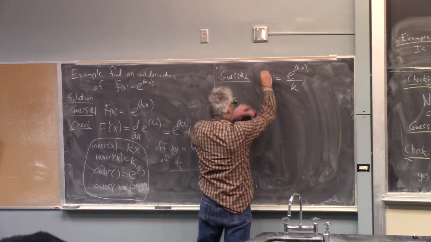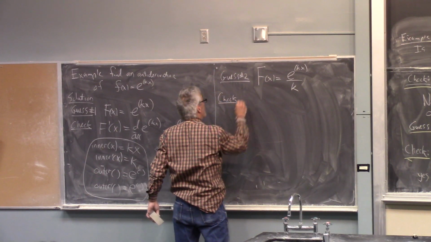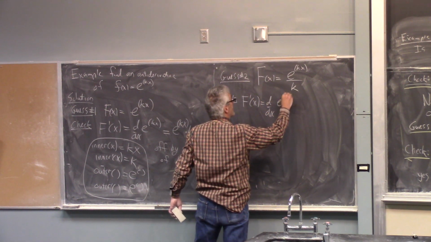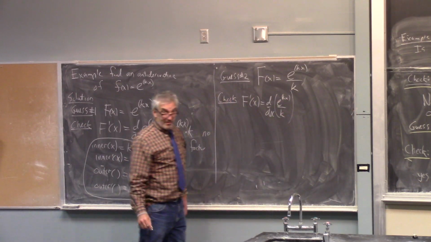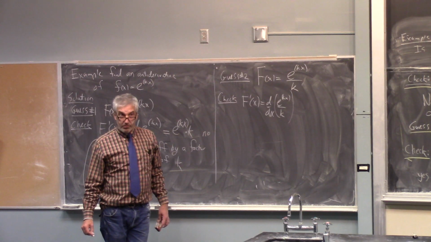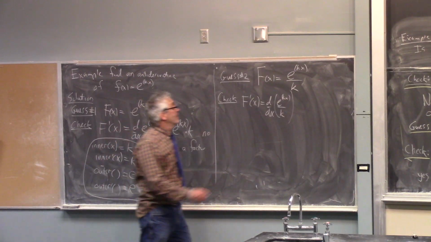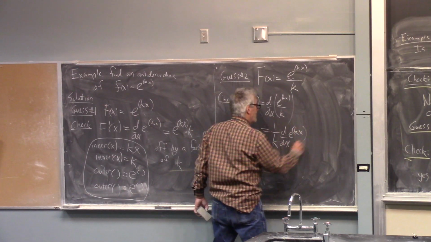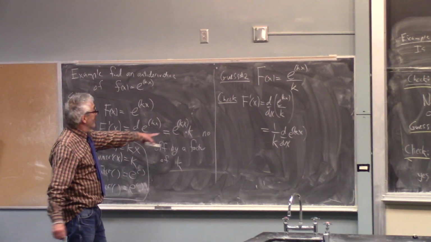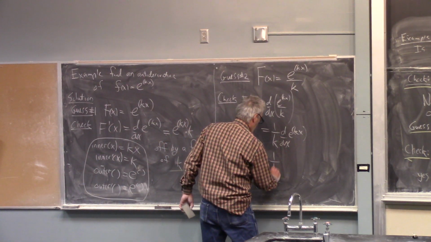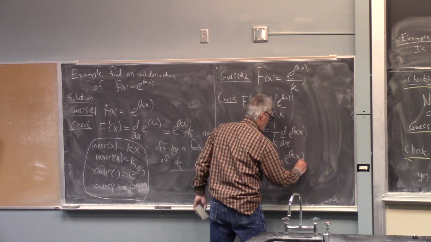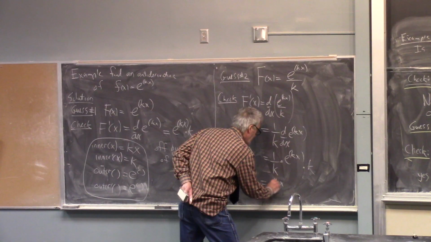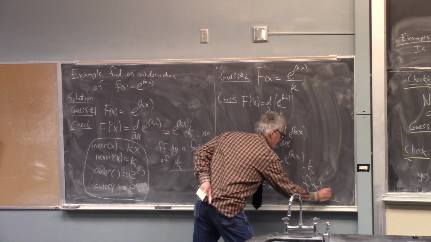Oops, this would be capital F of x. So capital F prime of x is the derivative of e to the kx over k. Again, something that presents like a quotient, you don't need to use the quotient rule. And if you do, you're working way too hard and you might make a mistake. This is going to be 1 over k times the derivative of e to the kx. And we already did that. The derivative of e to the kx is e to the kx times k. Those k's cancel. And that's my little f of x. So, yes.